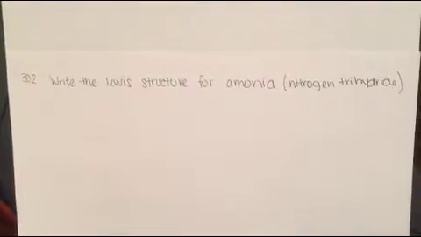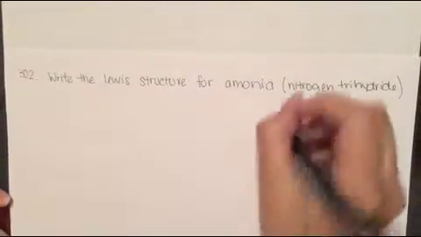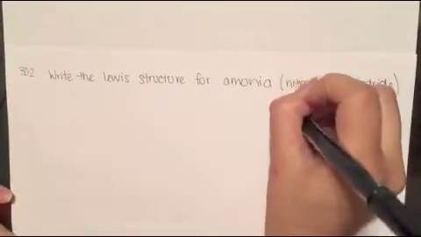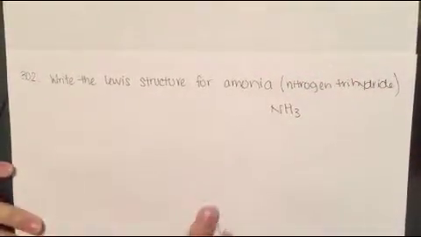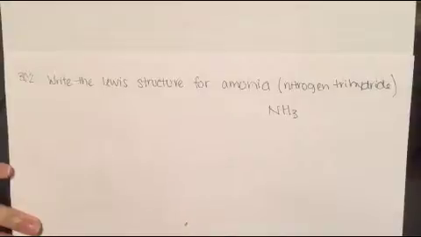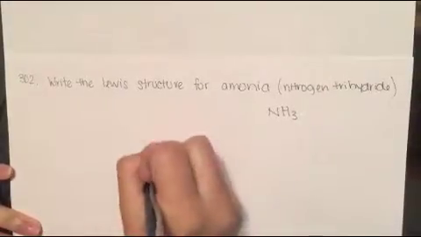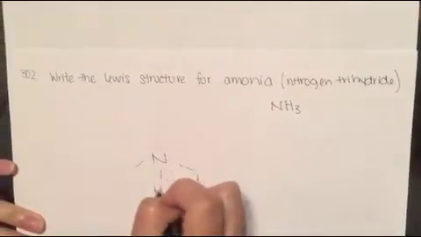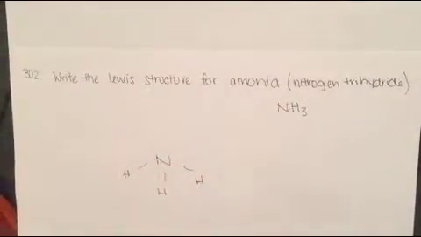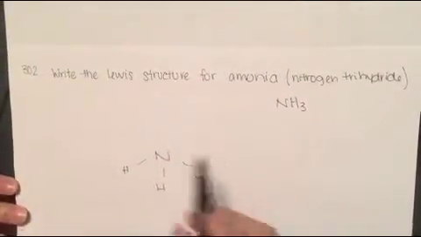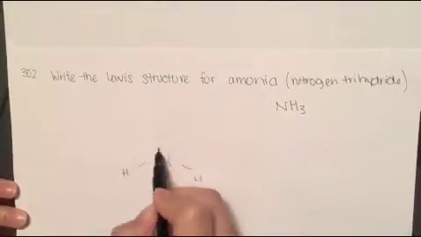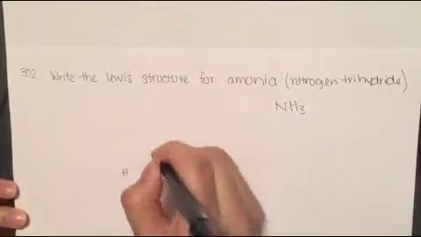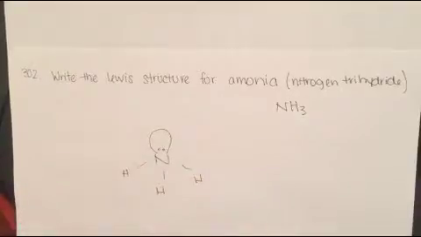Write the Lewis structure for ammonia. So you know that ammonia is NH3. So then you're going to have N, your 3 H's, and in order to fulfill the octet, you're going to need 2 lone pairs, and that's the Lewis structure.